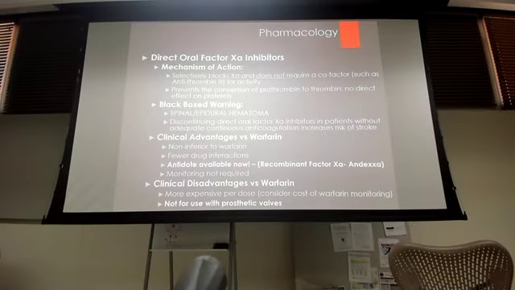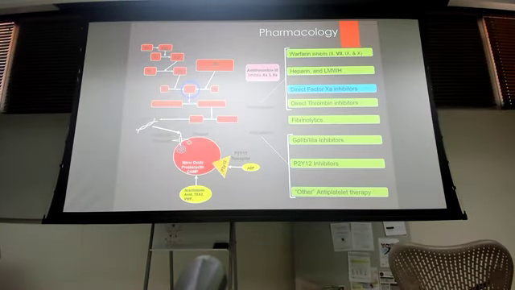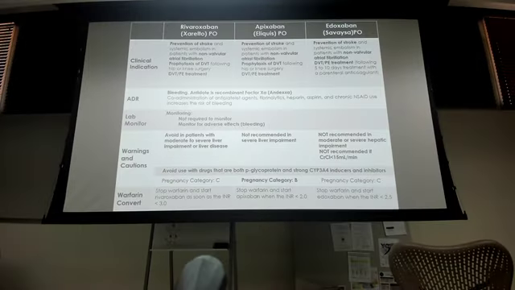Let me just go back one, make sure I hit everything there. Yep, I just want to make sure you saw where they're listed right there on Xa. That's one of their direct factor Xa inhibitors. We good on the DOACs?